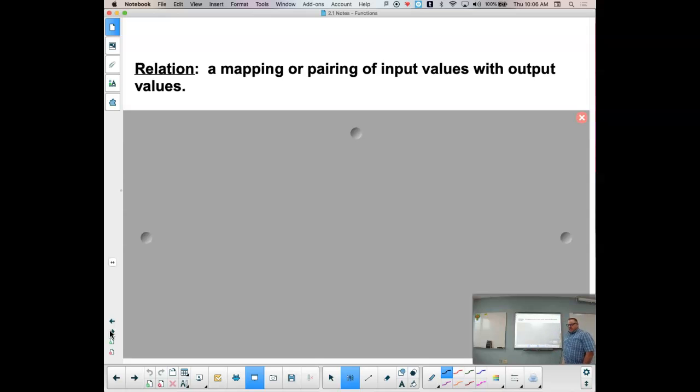Okay? So a relation is a mapping or pairing of an input with an output. Okay? Meaning you've dealt with them already. Last unit, we were dealing with relations.